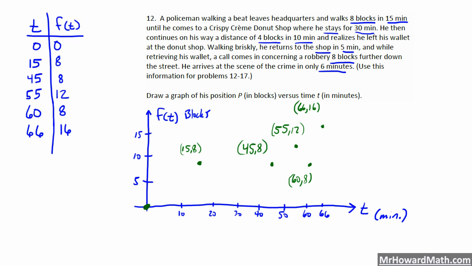Alright, and then we just need to complete our graph by connecting these points. Try to make this look as good as possible here. So horizontal line segment there, here, here, and there. Alright, so that's all they asked us to do on this one, is actually graph it. So we're going to be using this over the next several problems. So let's go on to question 13 now.